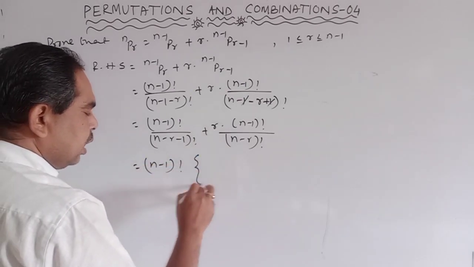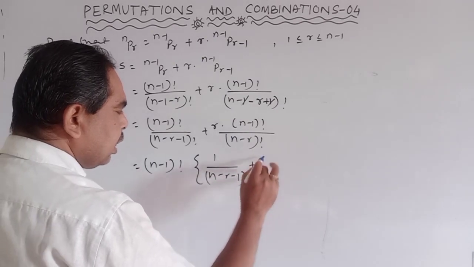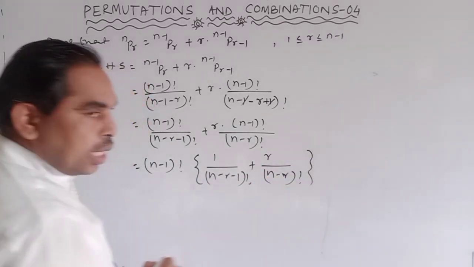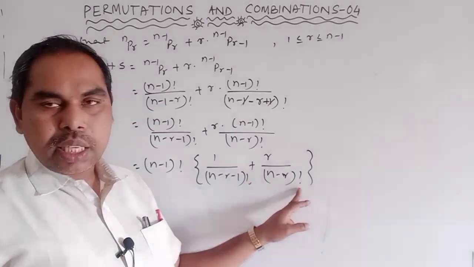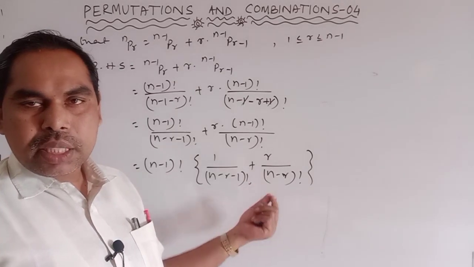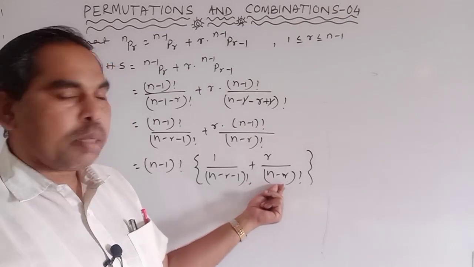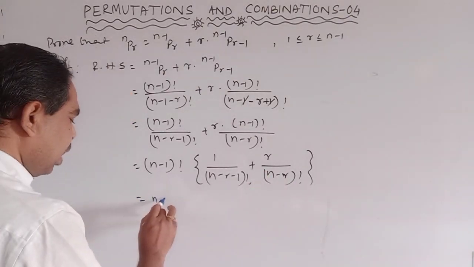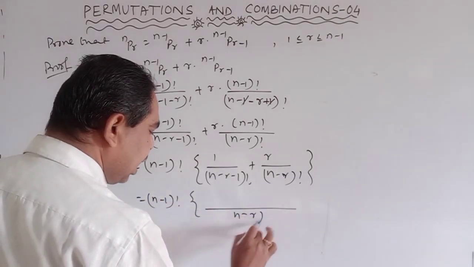So this is 1 by (n-r-1) factorial plus r divided by (n-r) factorial. Here we have (n-r-1) factorial and (n-r) factorial. The LCM of these two is (n-r) factorial, since the LCM is always the greater one: n-r is greater than n-r-1. So it is (n-1) factorial into the LCM, (n-r) factorial.